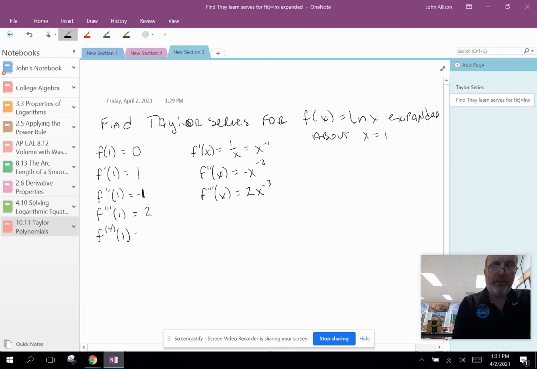Let's go ahead and do the fourth derivative. That's going to be negative 6x to the negative 4, negative 6 over x to the fourth power. When we evaluate at 1, that's just going to be negative 6. Let's go ahead and do the fifth derivative also, evaluated at 1.